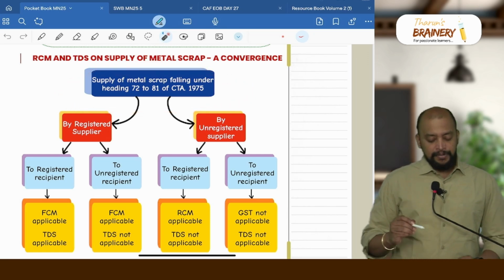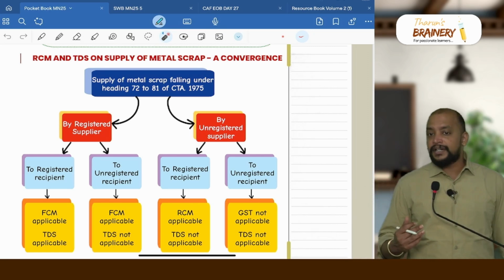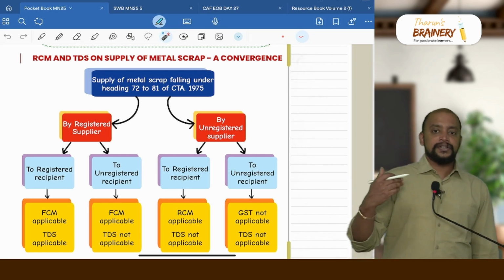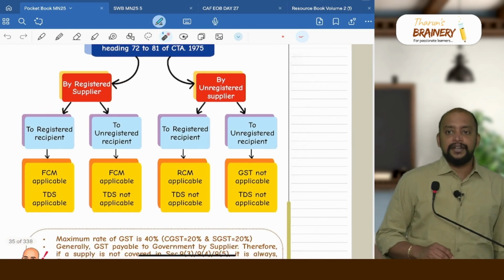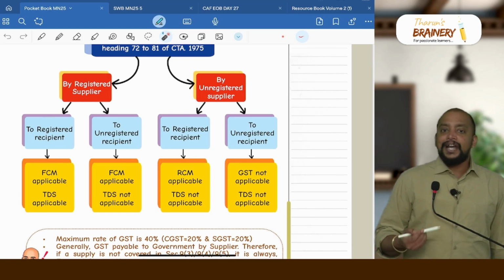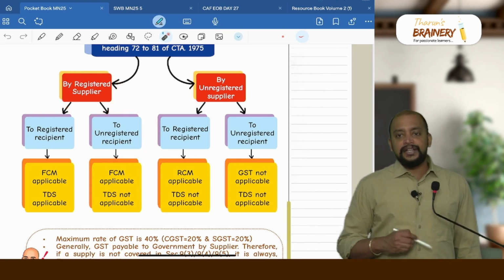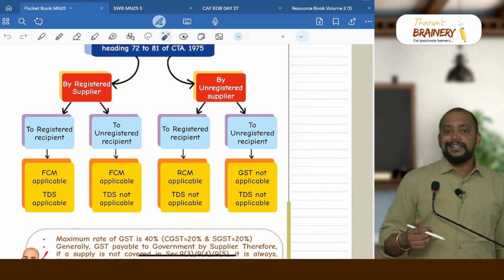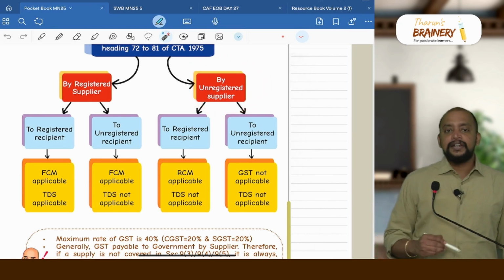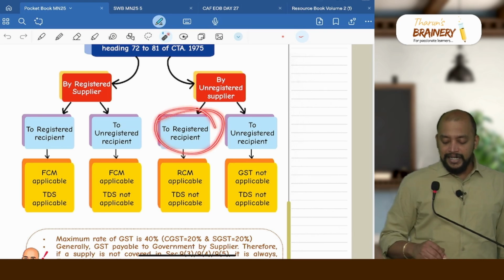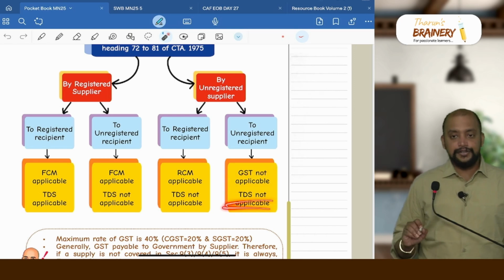There is a supply of metal scrap falling under heading 72 to 81, that is all kinds of metal scrap, let it be copper or zinc or iron ore or steel, all kinds of metal scrap. Suppose it is by a registered person to a registered person, both are registered, so it will be FCM, and TDS also will be applicable, whereas if the supplier is registered and the recipient is unregistered, then in that case it will be FCM, but TDS is not applicable because the recipient is an unregistered person. Then if the supplier is unregistered, definitely TDS is not applicable. If the recipient is registered, RCM will be applicable. If the recipient is also unregistered, GST is not applicable, TDS also not applicable.